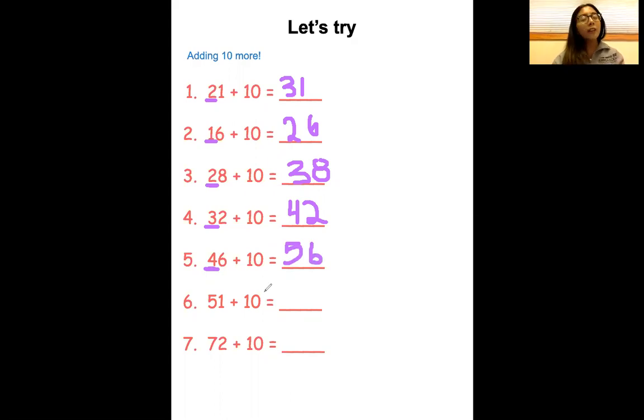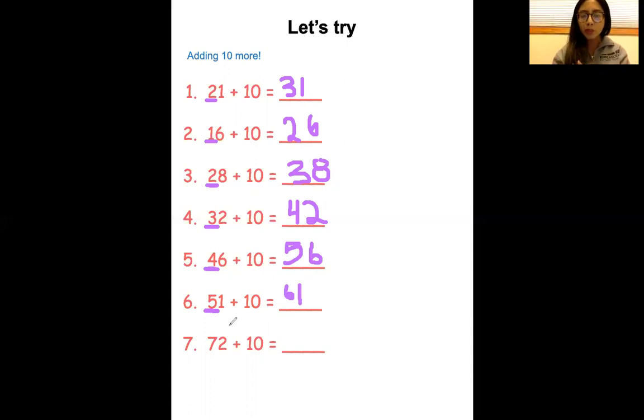Next one, 51 plus 10. I'm adding one more to my tens place. And my ones place does not change. So my answer is 61. Ooh, this next one has a really big number.